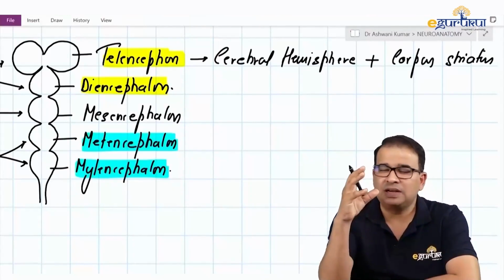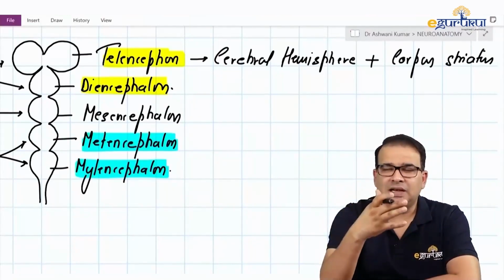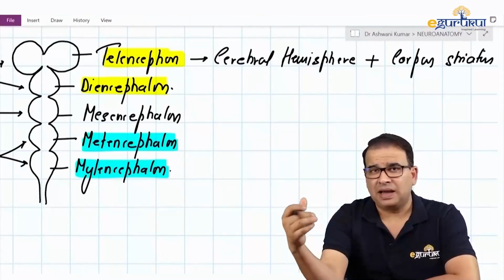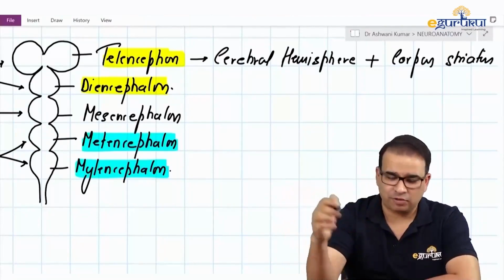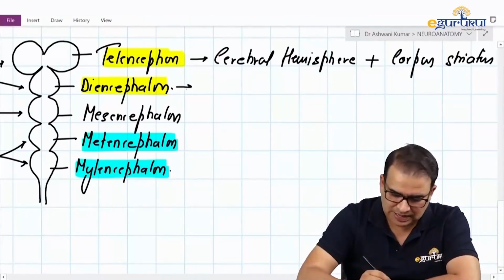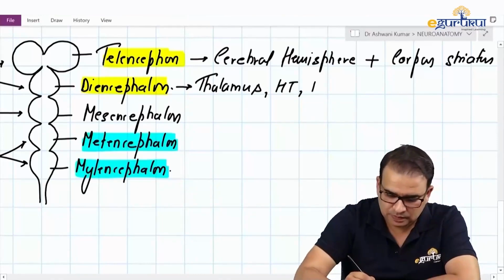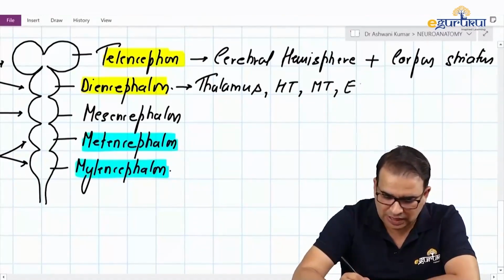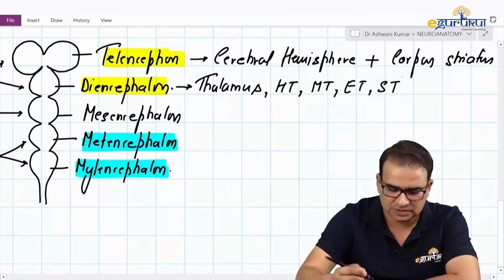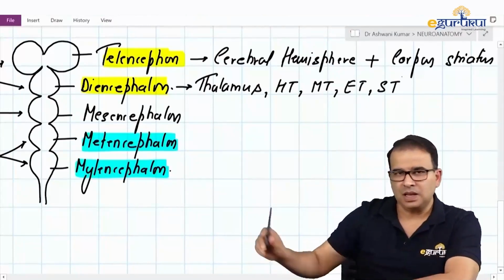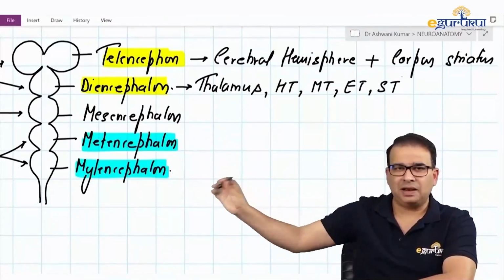Diencephalon, guys, when you say the word diencephalon, we think of the entire thalamic family. Thalamus, hypothalamus, metathalamus, epithalamus, subthalamus, they all are derived from the diencephalon only. So this will give rise to the thalamus, to the hypothalamus, to the metathalamus, to the epithalamus, to the subthalamus. So they're all from where? From the diencephalon. And then come mesencephalon, metencephalon, and myelencephalon.